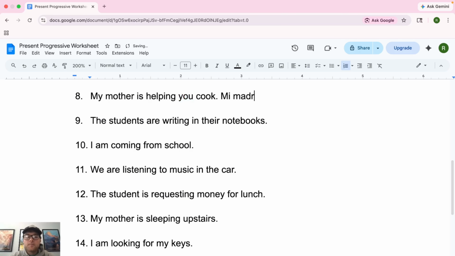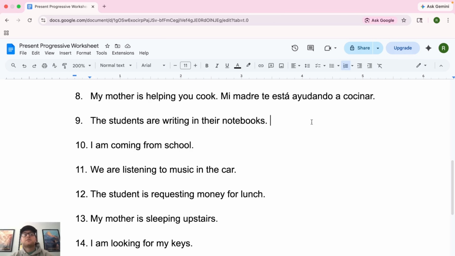So mi madre. And now 2 options, right? We can put it at the end of helping. The verb helping is ayudar. So it could be ayudando, ayudándote. I personally like putting the te in front of está, so that's what we're going to do. Mi madre te está ayudando a cocinar. Again, you can say mi madre está ayudándote a cocinar, but that te at the end translates just as well.